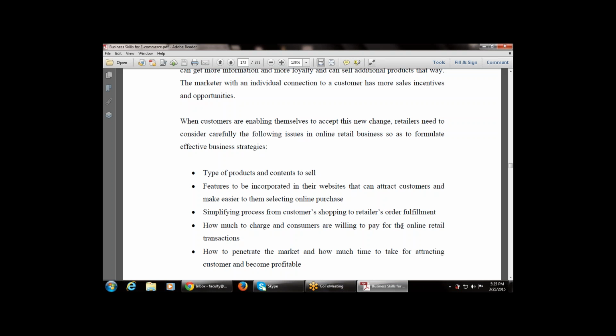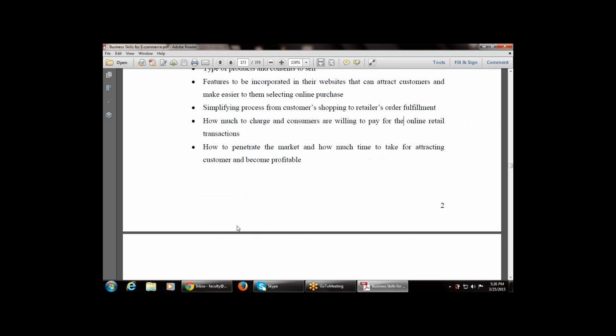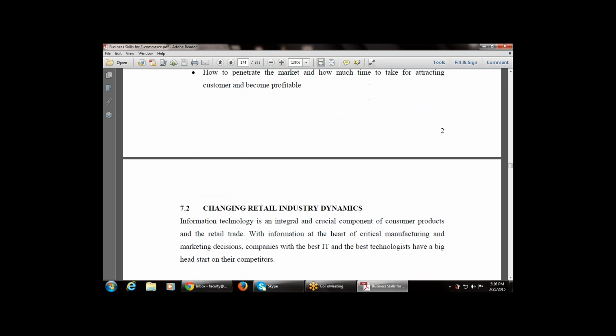What are the features incorporated in a website? What is a simplified process for the consumer to make purchases? And how much to charge, and how much is the consumer willing to pay for online retail transactions? And how to penetrate the market, and how much time it takes to attract customers and become profitable. How to penetrate means how to establish in the market, and how much time for attracting the customers.